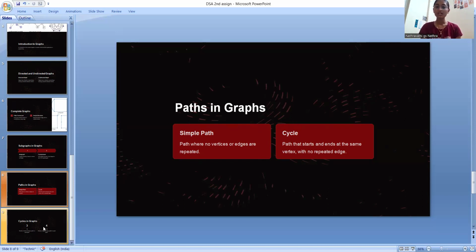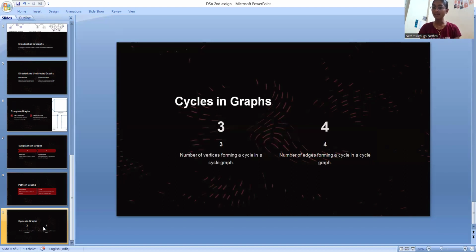This is about subgraphs and paths. And for cycles in graphs, we have 3 and 4, like the number of vertices formed in a cycle graph and the number of edges formed in a cycle graph. These are the two kinds of graph that we can form in this.